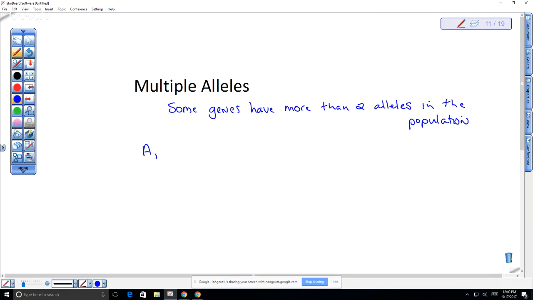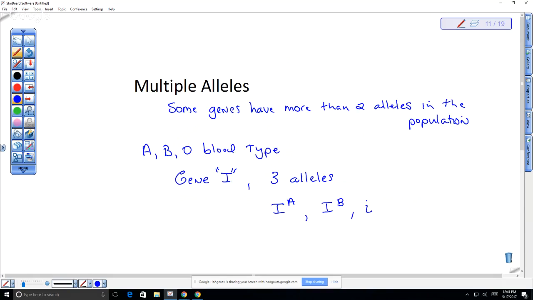And an example of this is the ABO blood type. Notice I did not put any positive or negatives on there. So we're going to talk about that separately. This is actually determined by what they label the gene I. I'm not sure why they use I, but that's the letter that they use for the gene. And there are 3 alleles. So there is big I with an A, big I with a big B, and little I. These are the 3 alleles. The A and the B are co-dominant, which means that they are equally expressed. The little I is recessive.